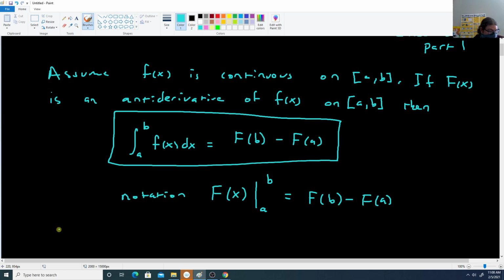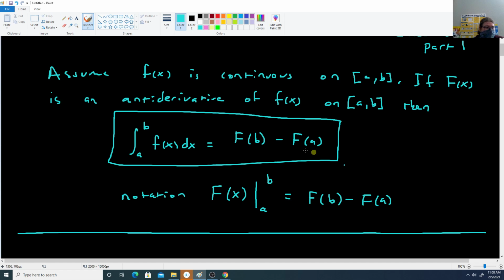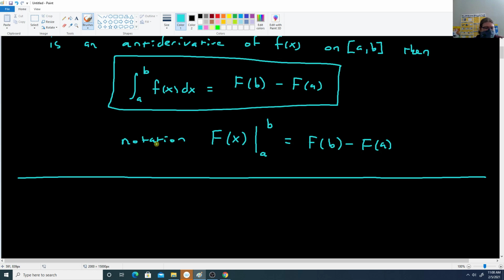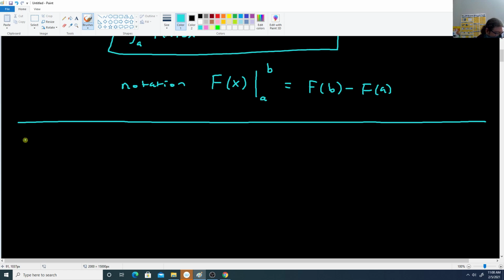So what we're going to do is just start going through some examples, seeing how to use this, and probably do this in a couple parts here. We'll just do the book examples today. So first example.